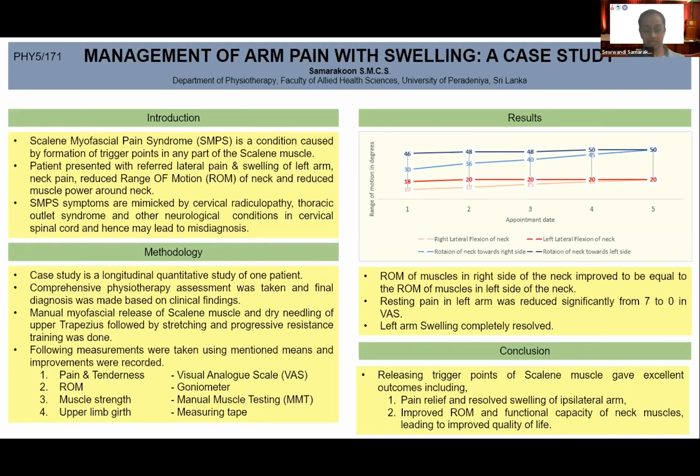After the treatment regime, the rest pain was reduced from 7 to 0 on the visual analog scale, and left arm swelling was completely resolved. Range of motion of the neck improved as shown in the graph. Finally, releasing the trigger points of the scalene muscle and the other treatments gave an excellent outcome for this patient.